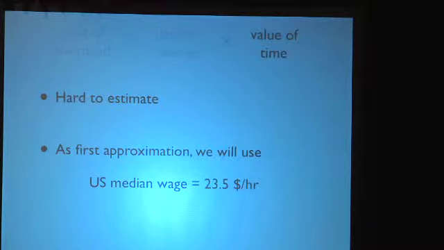We start with the value of time. That is, how much value does a 1 millisecond reduction in latency have to the end user? This is very hard to quantify. It depends on both the end user and the application. But as a first approximation, we just use the US median wage. There are problems with doing this, but it's a reasonable starting point. And as we'll see later, the difference between cost and benefit is likely to be orders of magnitude anyway. So having a precise value here is not that important.